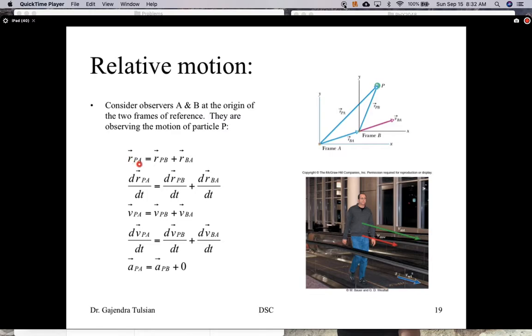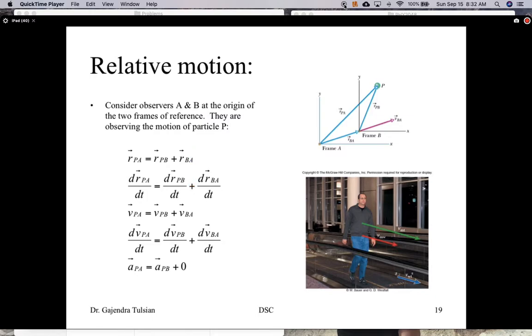Now, a way to remember this is, the subscript here is the position of particle P with respect to A, and you can insert a letter. So we've inserted a letter between P and A. So this is RPB plus RBA. That's a good way to remember.